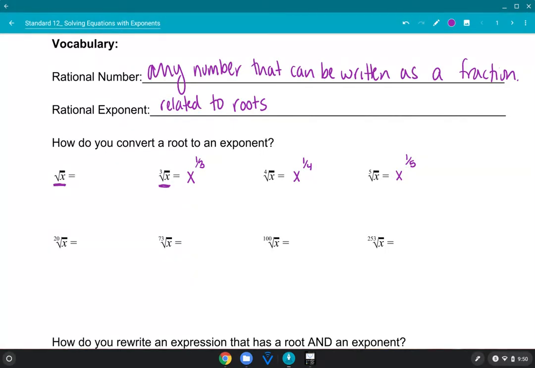This is your classic square root. Now see how there are all these numbers here. There's the 3, the 4, the 5. There is a number right there hiding. But what do you think that number is that's hiding, that we don't typically write? It's a 2. So this is equal to x to the 1 over 2.